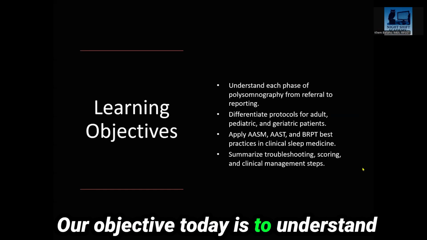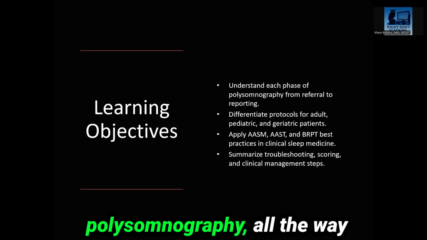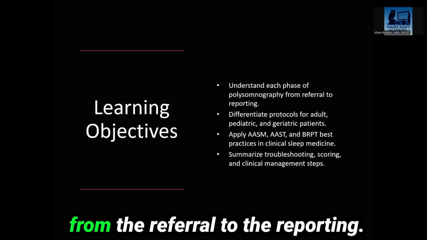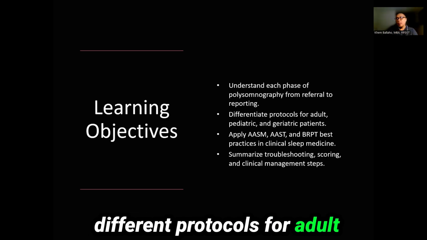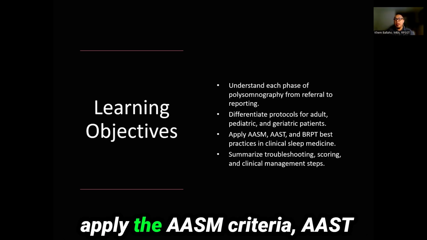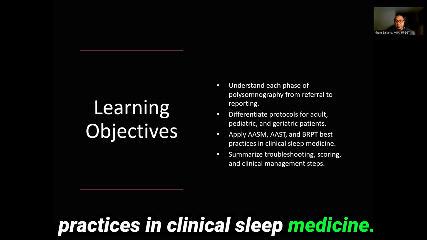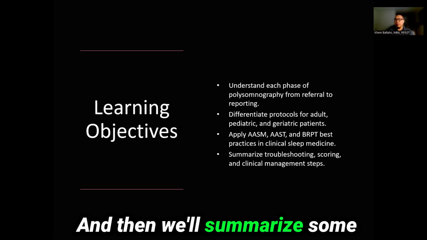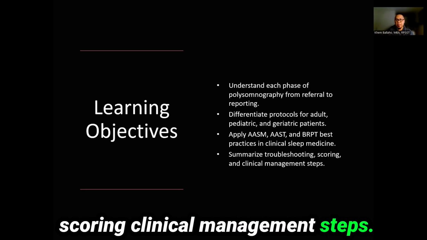Our objectives today are to understand each phase of polysomnography, all the way from the referral to the reporting. Then we'll talk about the different protocols for adult and pediatric patients and how we will apply the AASM criteria, AAST recommendations, and VRPT best practices in clinical sleep medicine. And then we'll summarize some parts of the troubleshooting, scoring, and clinical management steps.